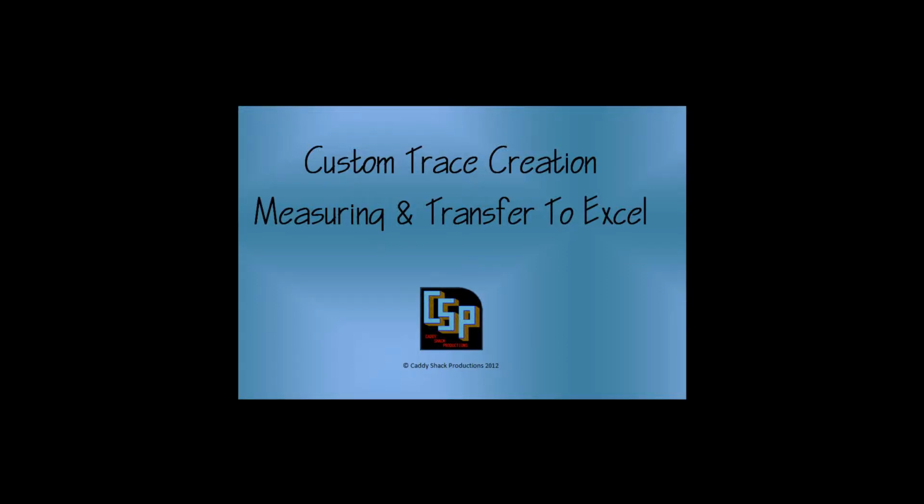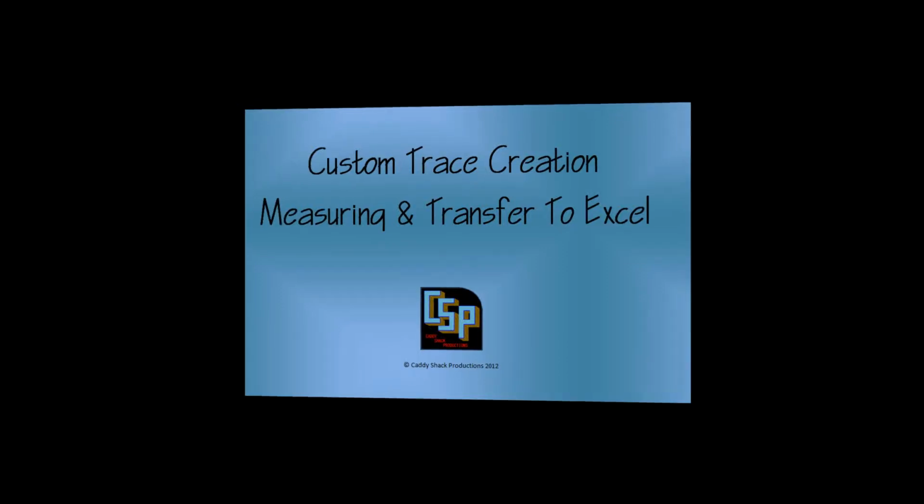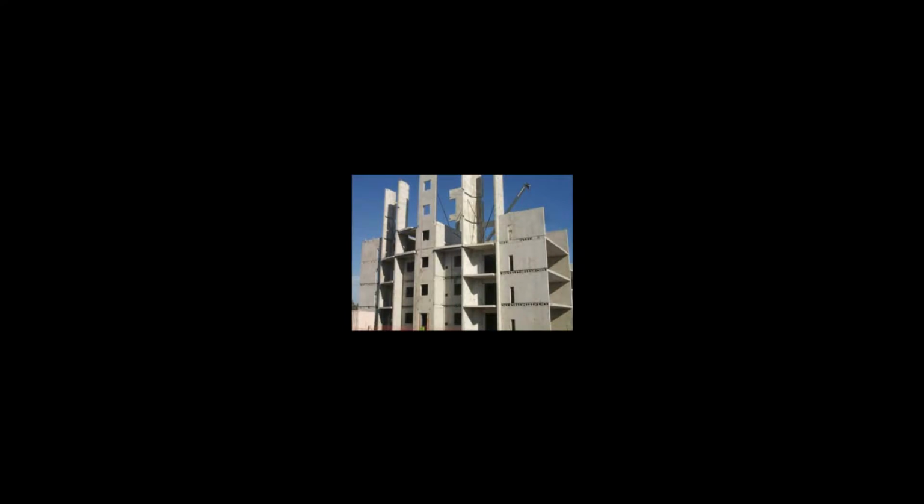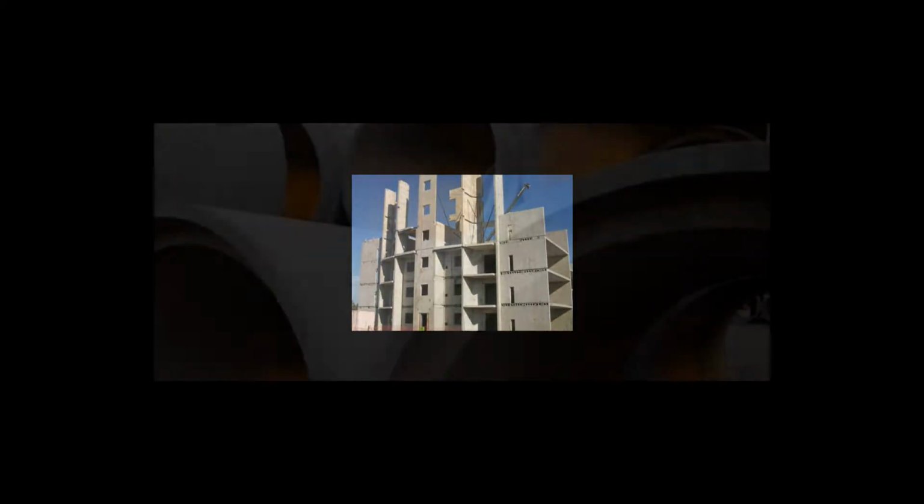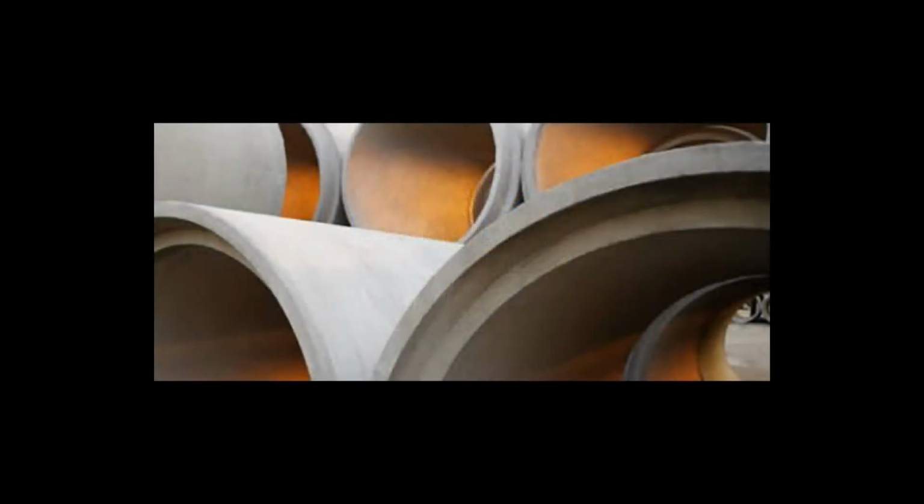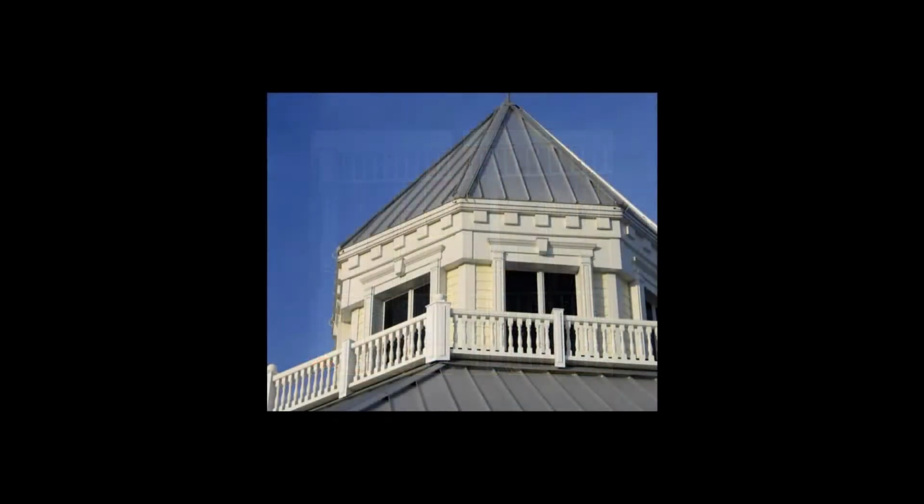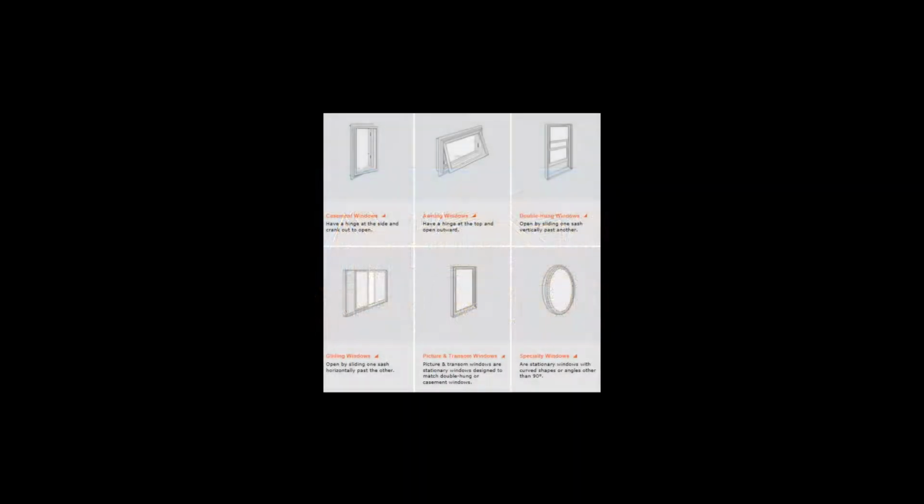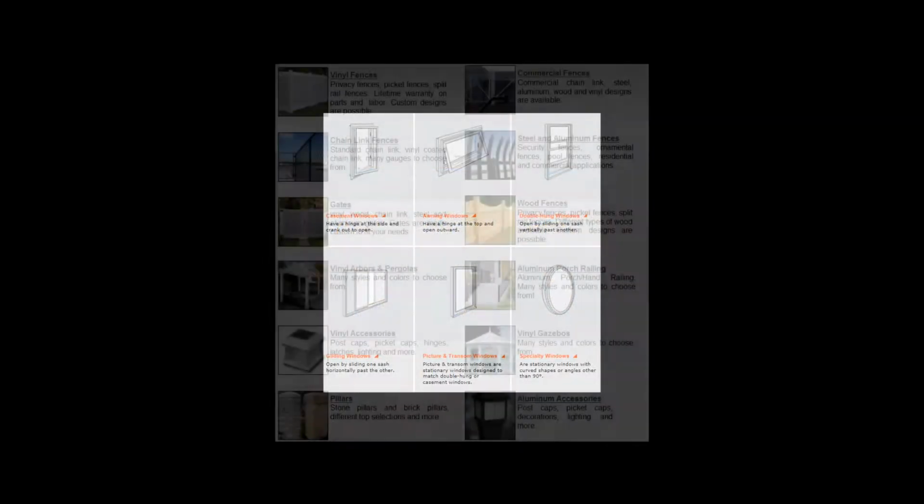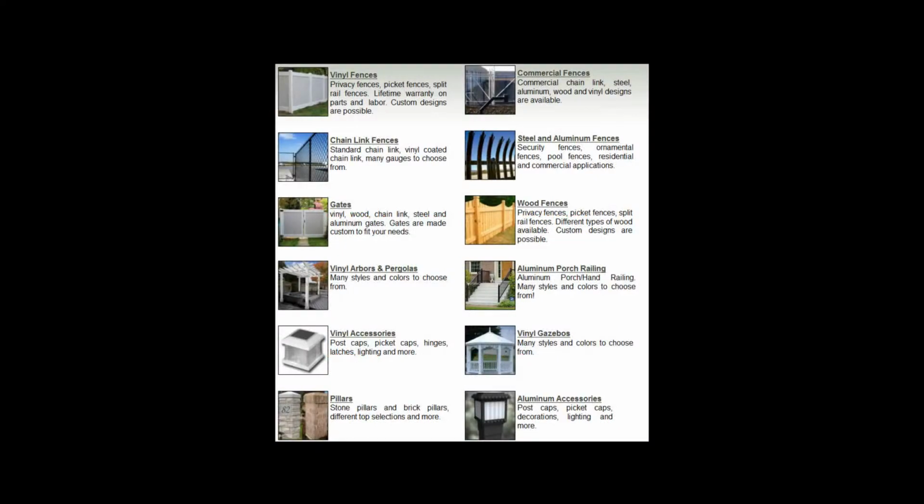eTakeoff's easy custom trace building and using capability make it an important addition to the estimating protocols of catalog-based companies. Examples of such companies might be precast concrete, such as walls and pipes, handrail manufacturing and installation, window manufacturers and installers, fence companies, and door suppliers.